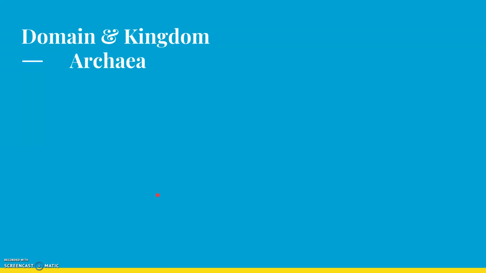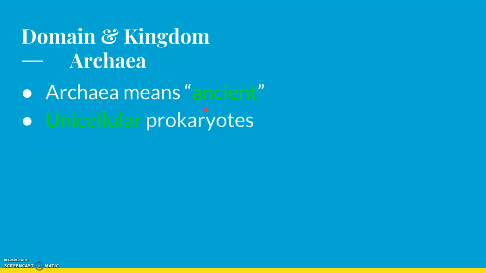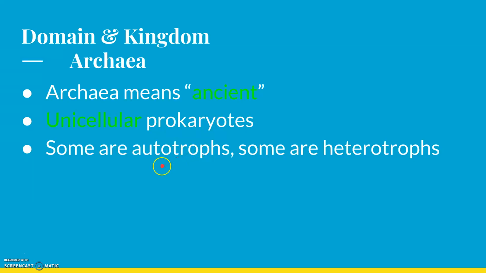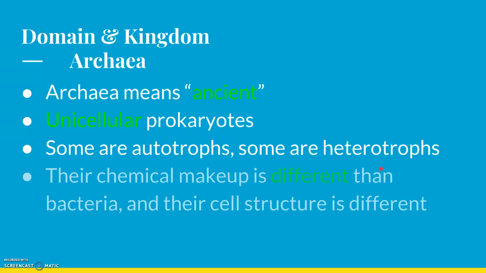Nothing too complicated there. The next group we have to learn about are archaea. These guys are ancient, so remember that both of them start with A to help you remember. Archaea are ancient. What that means is they're really old and they have not changed a whole lot. They are unicellular prokaryotes, so one cell, no nucleus, basically the same thing already as bacteria. Here's the same thing again. Some are autotrophs, some are heterotrophs.